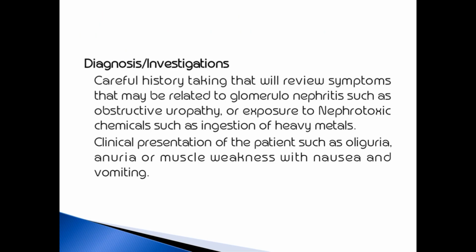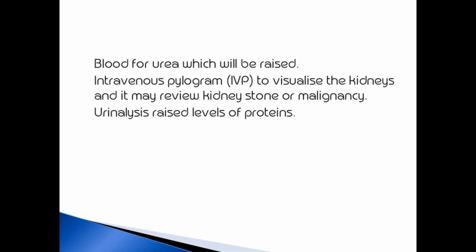So we move on. We talk about the investigations that we do. The first thing that we must focus on is history taking, which may reveal the onset of the signs and symptoms or reduced urine output as verbalized by the patient. So on clinical presentation of the patient, there may be oliguria, anuria, muscle weakness with nausea and vomiting. All these may be your investigations that you can do to diagnose renal failure. Blood for urea will be raised.